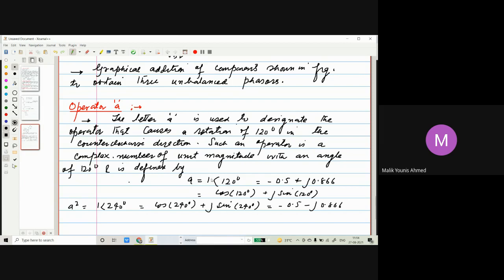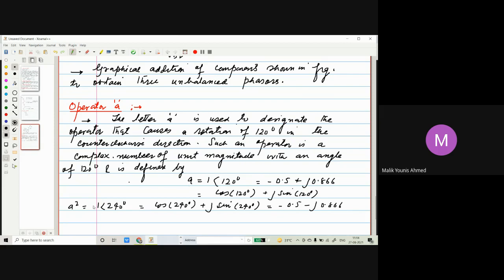If you change this quantity from polar into rectangular, we'll get minus 0.5 plus j 0.866. How do we get it? In Euler's form, we can write 1 at an angle of 120 as cos 120 plus j sine 120.